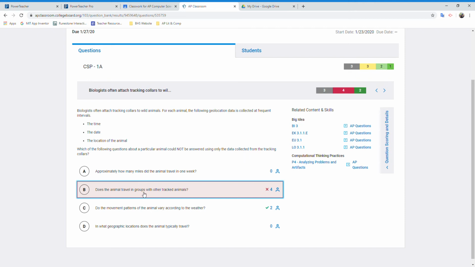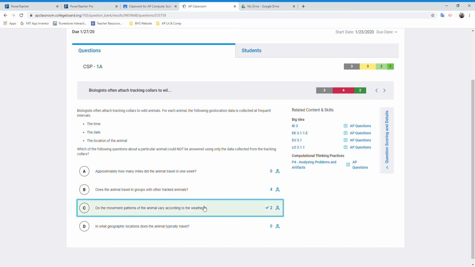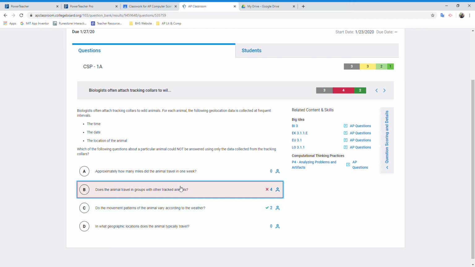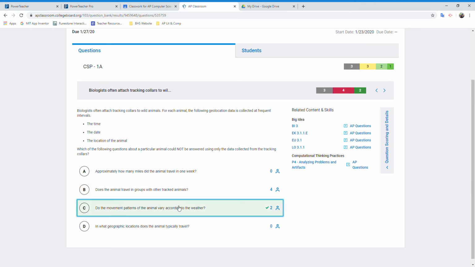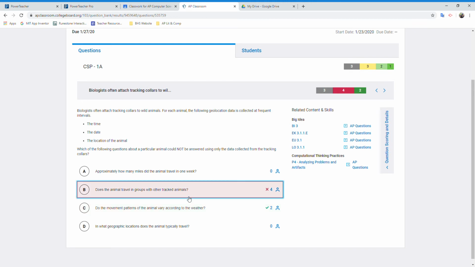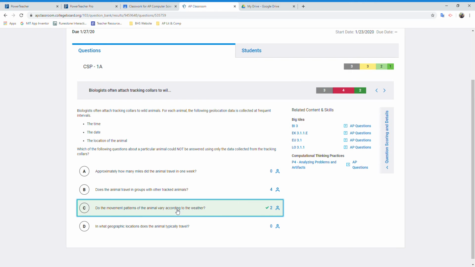Okay. Does the animal travel in groups with other tracked animals? Or do the movement patterns vary according to the weather? Again, it's what could not be answered. This one can be answered because you're talking about other tracked animals. And we're asking about what cannot be answered. What cannot be answered is the weather. Why? Because we're not asking for any weather information. We have the other tracked animals, so we have that information. We don't have the weather information, and that's why that's right.